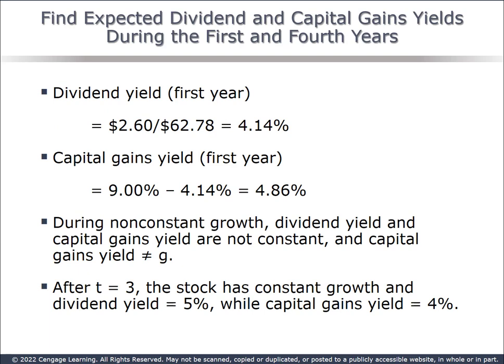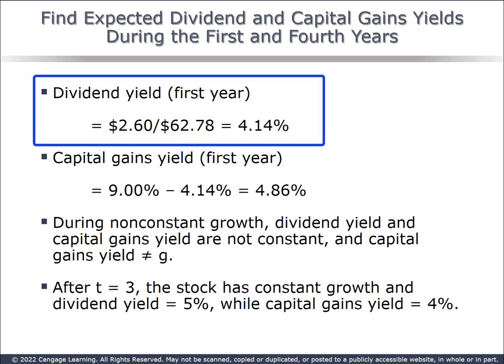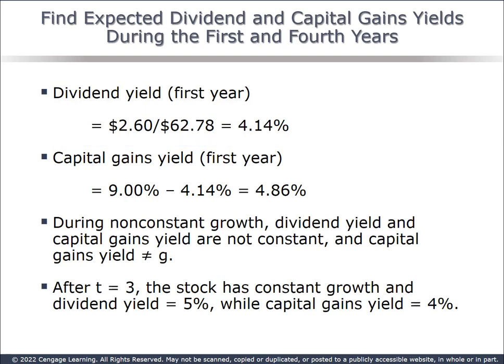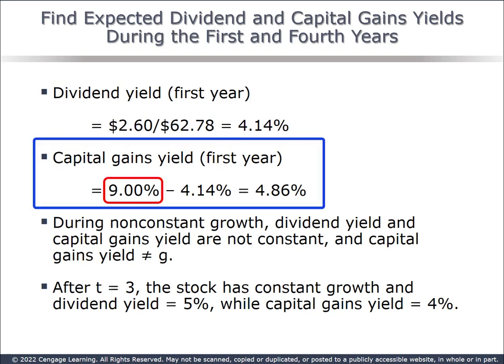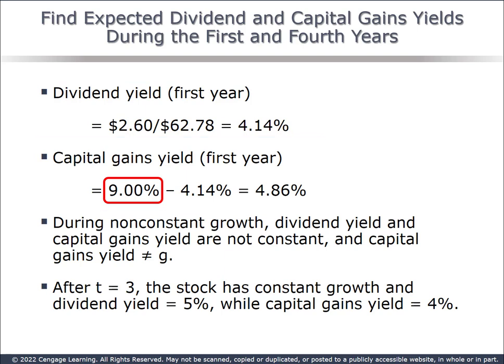So what does dividend yield and capital gains yield look like for a non-constant growth stock? They're calculated in the same way, but are simply not constant. For the first year, DY is D1 over P0, 4.14%. So capital gains yield is the 9% minus 4.14, 4.86. Once the dividend begins to grow at a constant rate, DY and capital gains yield stabilize. Dividend yield will be 5%. Capital gains will be the constant growth rate, 4%.